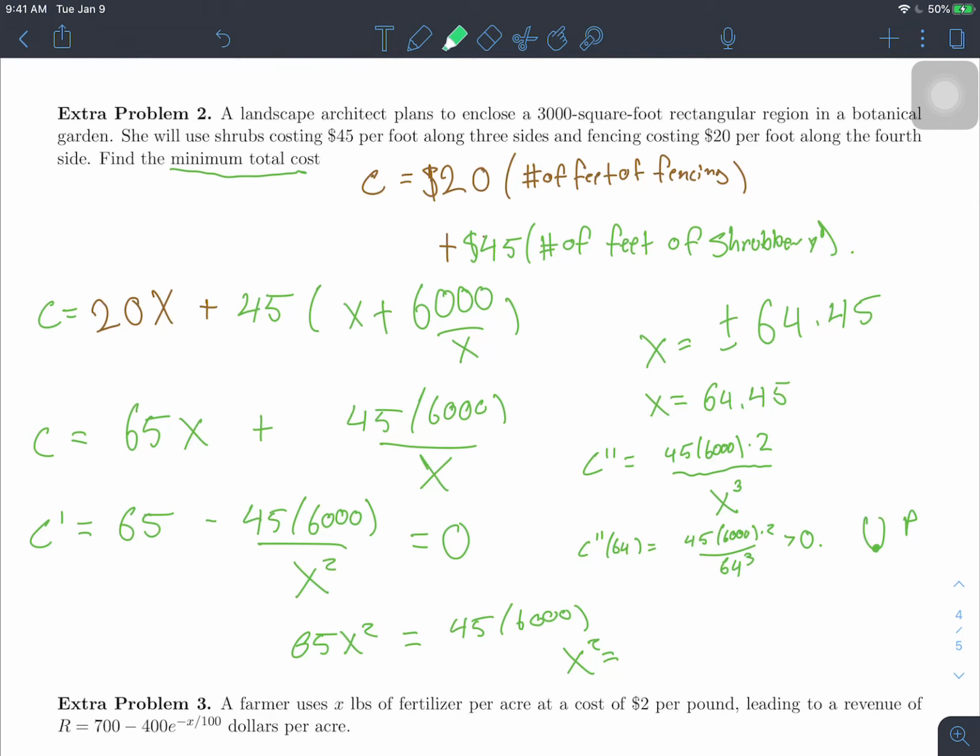So I distributed the 45 here onto both the x and the 6,000 over x. So when I distributed that, the whole thing became 20x plus 45x. That's where the 65x came from. And then the last part would be 45 times 6,000 over x, and that's how I got this second part.